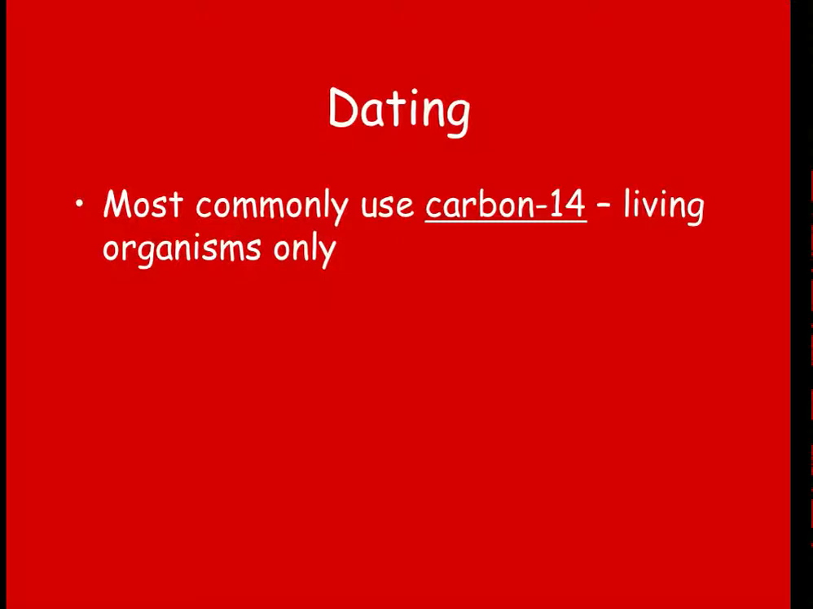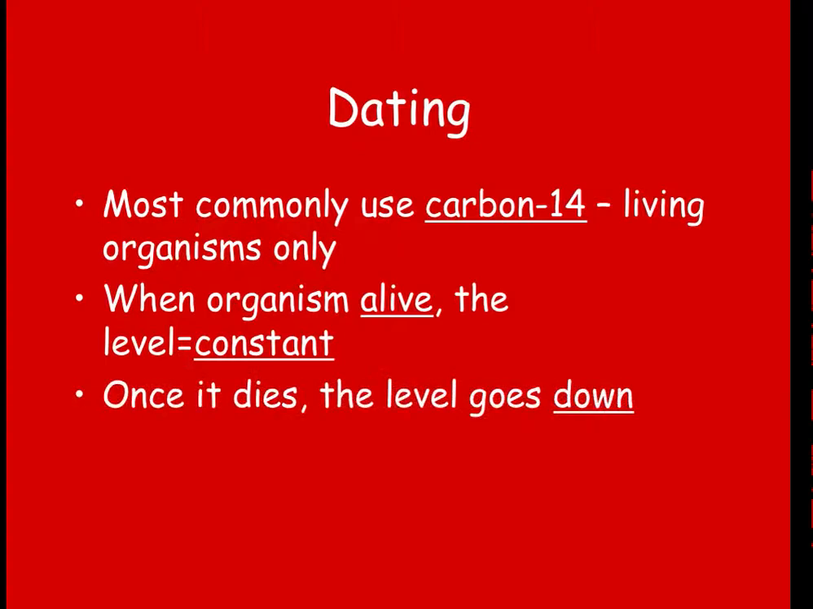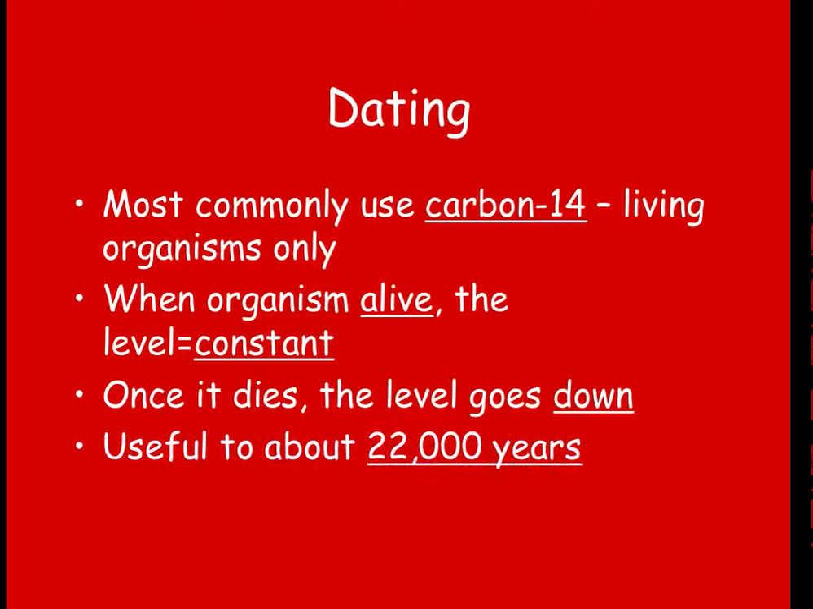But this can only be used with things that are living because living things are carbon-based. I know we've talked about that before. Basically, the idea is when an organism is alive, the amount of carbon-14 that it has inside of it is pretty constant. But once it dies, the level actually goes down. So we can actually predict how much it should be based on the half-life of carbon-14, which is pretty long. This is useful to dating things to about 22,000 years. Beyond that, we have to use some other dating technology that we have.